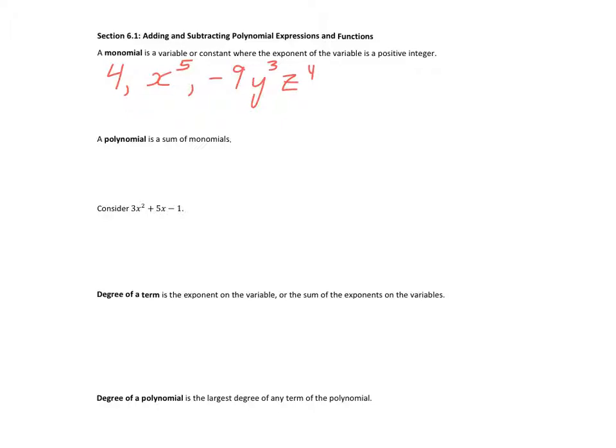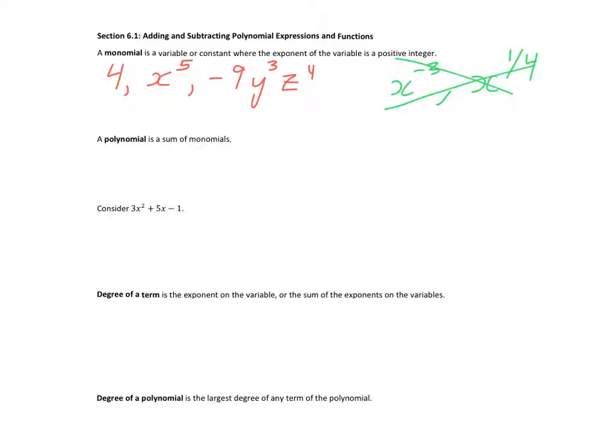Examples of things that would not be a monomial are things that would not have positive integers. So let's say we had a variable x and we said it was x to the negative 3rd. That's a negative integer. Or x to the 1/4 power. That's a rational expression, not an integer. So these are not considered monomials. We are not going to be working with those expressions in this chapter.